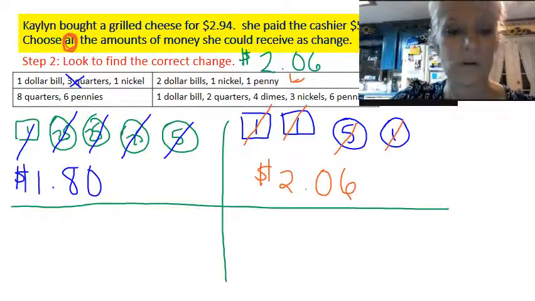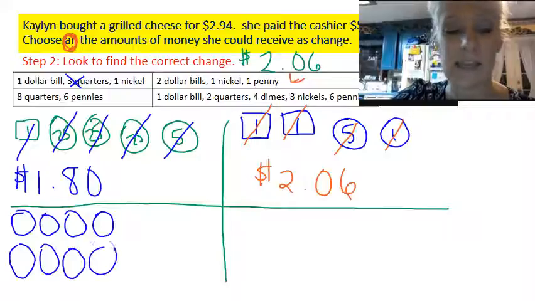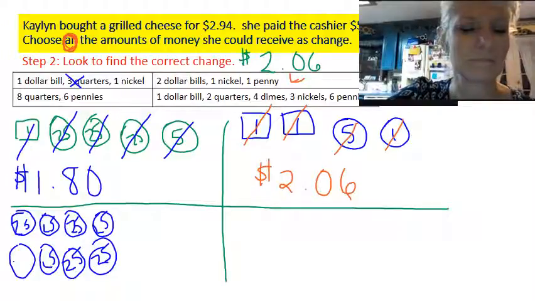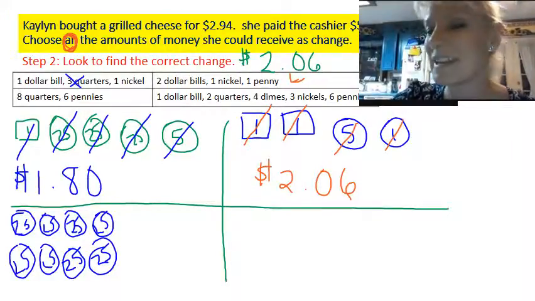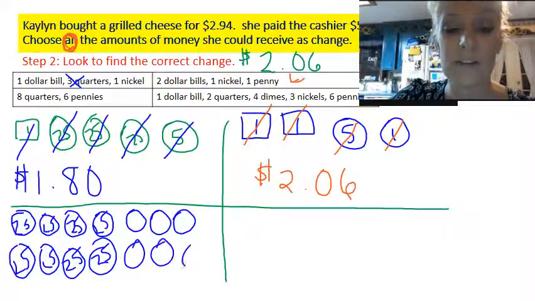The next one is 8 quarters. 1, 2, 3, 4, 5, 6, 7, 8. Then I almost forgot. I need to put 25 cents inside each circle because that is the value of each of the coins. Now my pen's not working so hot, so my 25s don't look very good. All right, next I need 6 pennies. So 1, 2, 3, 4, 5, 6, and I'll put a penny inside each one. That's its value. All right, let's go ahead and count them.